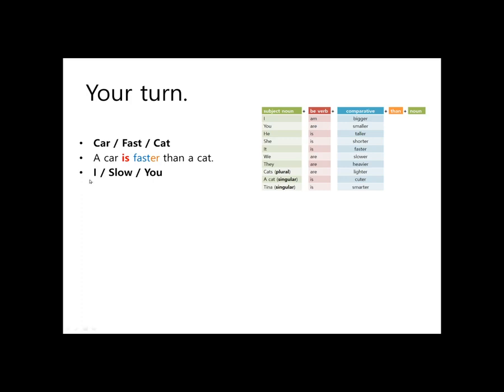Okay, let's check. I am. So we got slow. Slower than you. I am slower than you. Apple, heavy, grape. So it's just one and one. An apple is heavier than a grape. An apple is heavier than a grape.